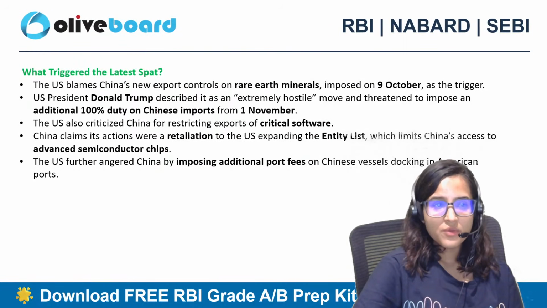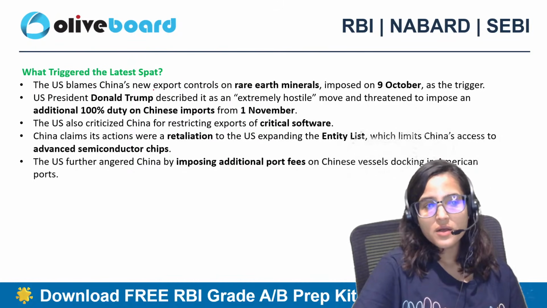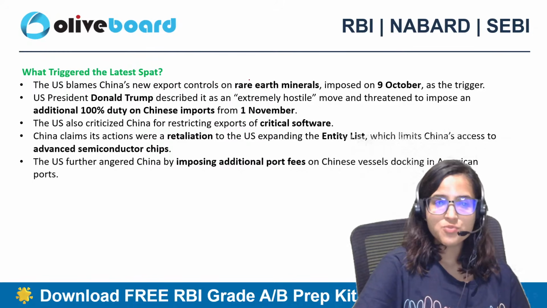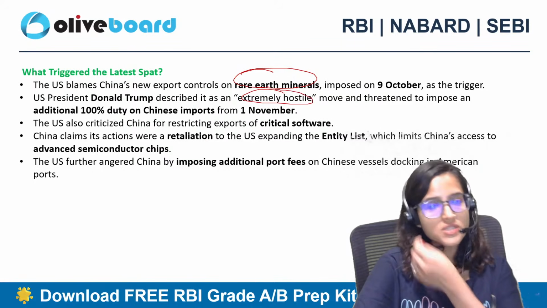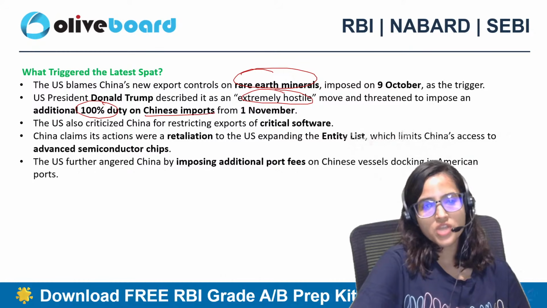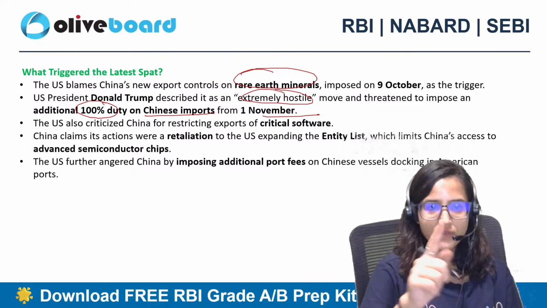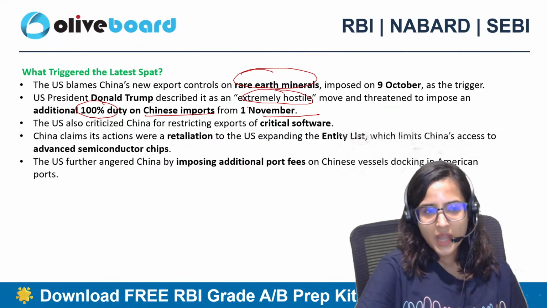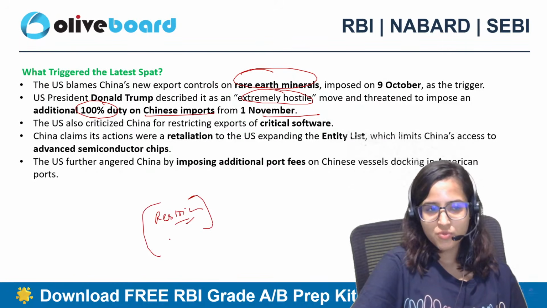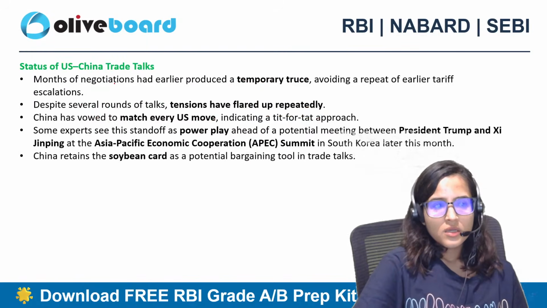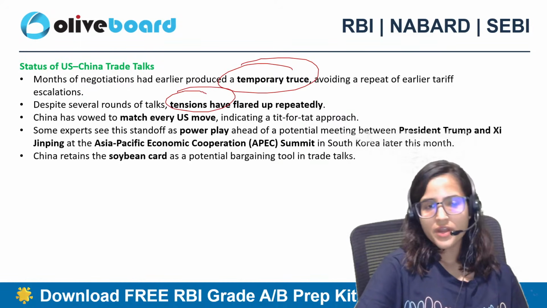Okay, the US blames China. What is the latest problem over here? What did China do? The US blamed China because of its export controls on rare earth minerals, and said that this is extremely hostile and threatened to impose an additional 100% duty on Chinese imports from 1st November. So what did the US say? That we are going to put 100% additional duty if you don't remove these. But China also retaliated by restricting these soybean exports of the US. They were bringing in negotiations. They had a temporary truce also, but now tensions have flared up again.